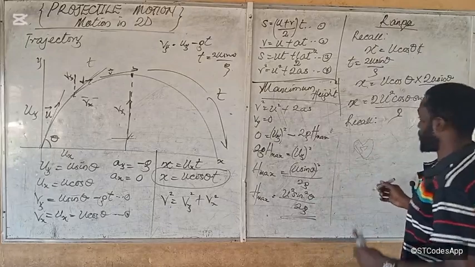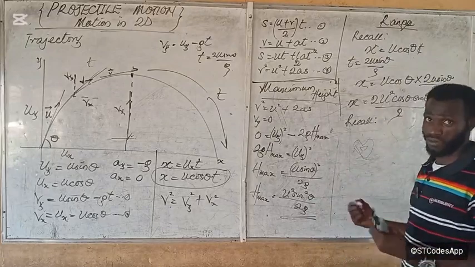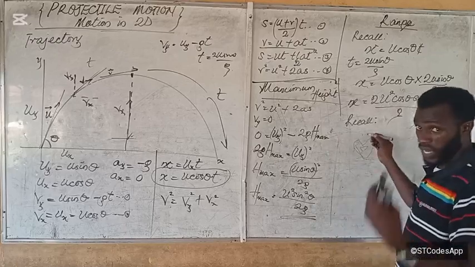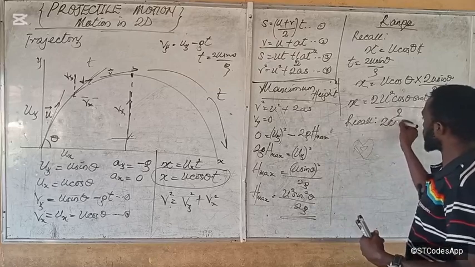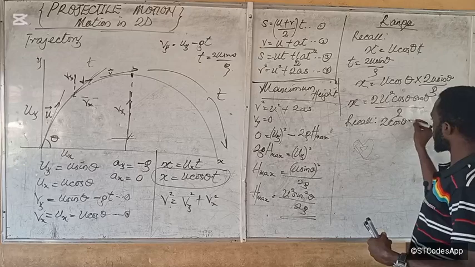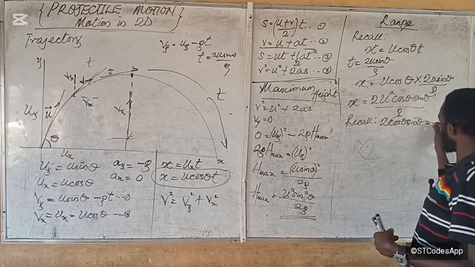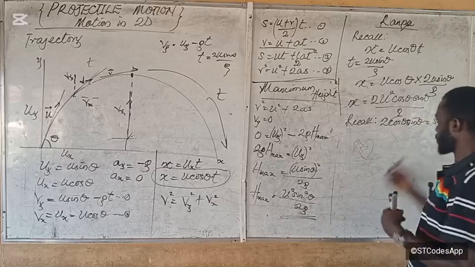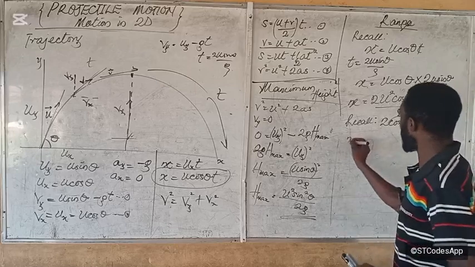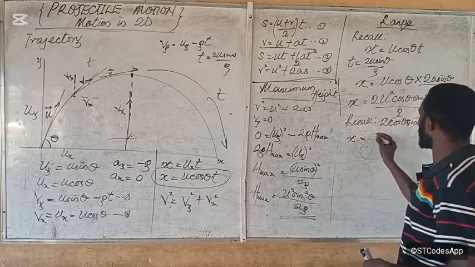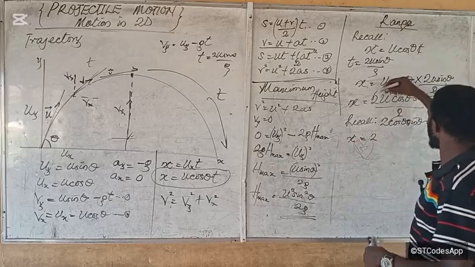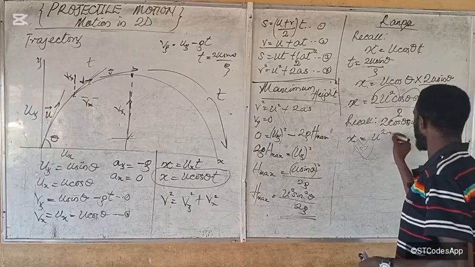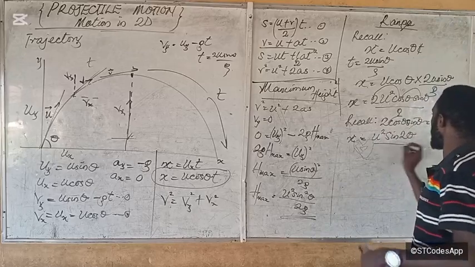Now recall, that is how we generate all these formulas, using trig identities. There's a trig identity that says that 2 cos theta sine theta is the same as sine of 2 theta. Yes, we can prove this. So x will be equal to u squared sine 2 theta over g.